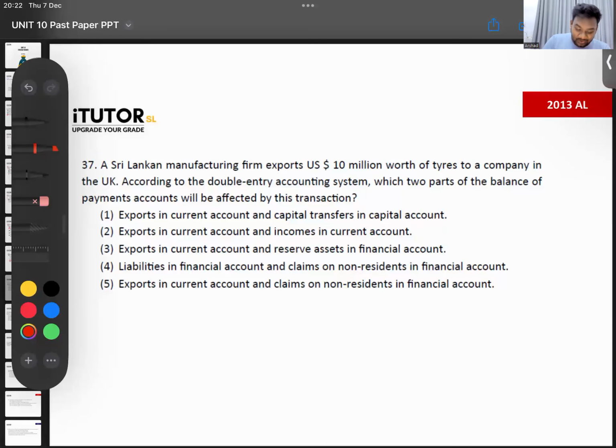Coming into the 2013 paper, question number 37. A Sri Lankan firm exports 10 million worth of tires to a company in the UK. According to the double entry accounting system, which two parts of the BOP will be affected? Remember, I have told you all a very easy method to get this done.